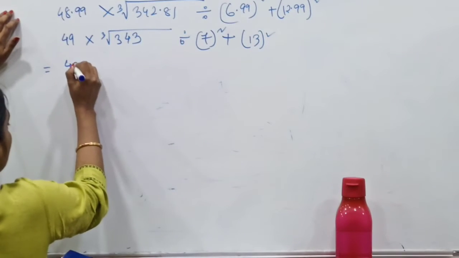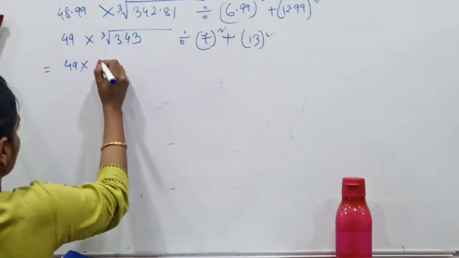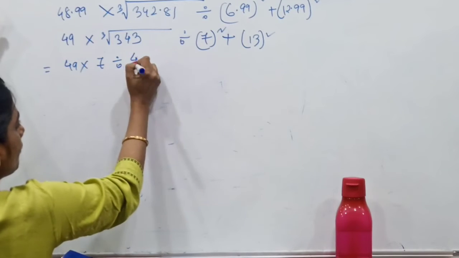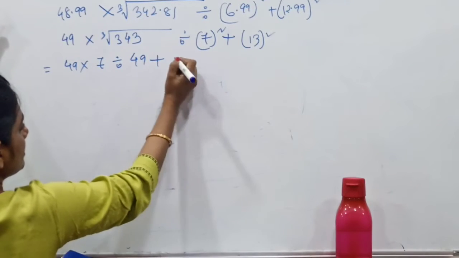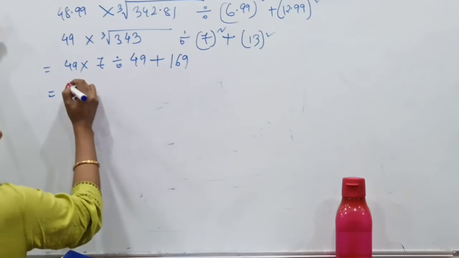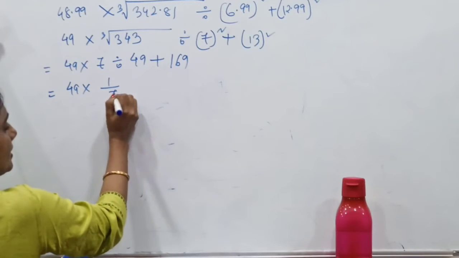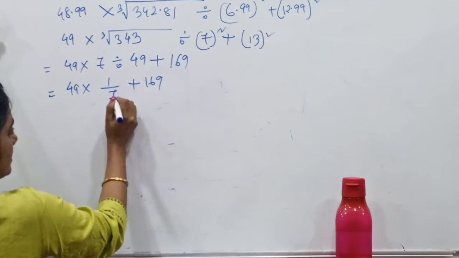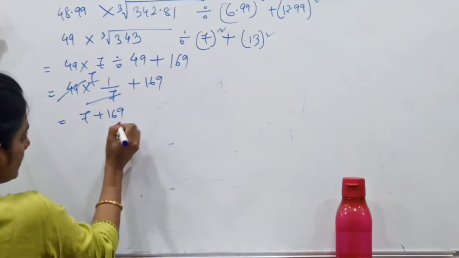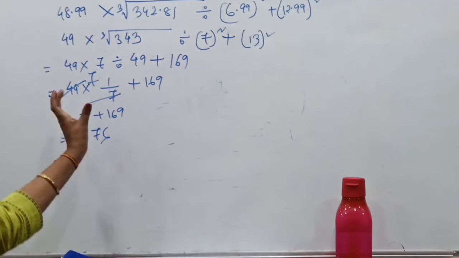Now 49 into cube root of 343 is 7. So it will be 7, divided by 7 square, 49, plus 13 square, 169. So by BODMAS rule we have to do division first. So 7 divided by 49 is 1 by 7, plus 169. So this gets cancelled. 7 plus 169 is 176.